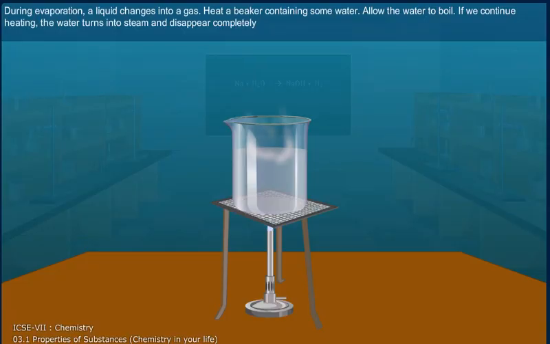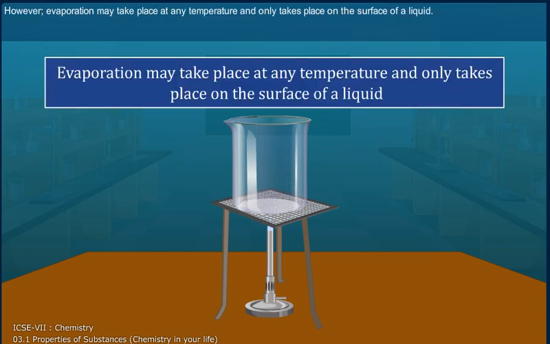During evaporation, a liquid changes into a gas. Heat a beaker containing some water. Allow the water to boil. If we continue heating, the water turns into steam and disappears completely. However, evaporation may take place at any temperature and only takes place on the surface of a liquid.